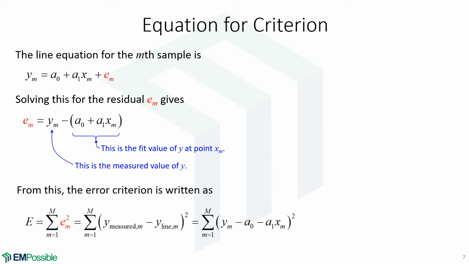So our error criterion is we're adding up all of these residual terms squared. Well, the residual term is the measured minus the fit. And then, of course, we'll square that and add them all up. So we essentially have our measured value of y minus, we're taking this, we're subtracting what's in parentheses here. And that's why there's a minus sign on both of them. We're subtracting the fit value of y.